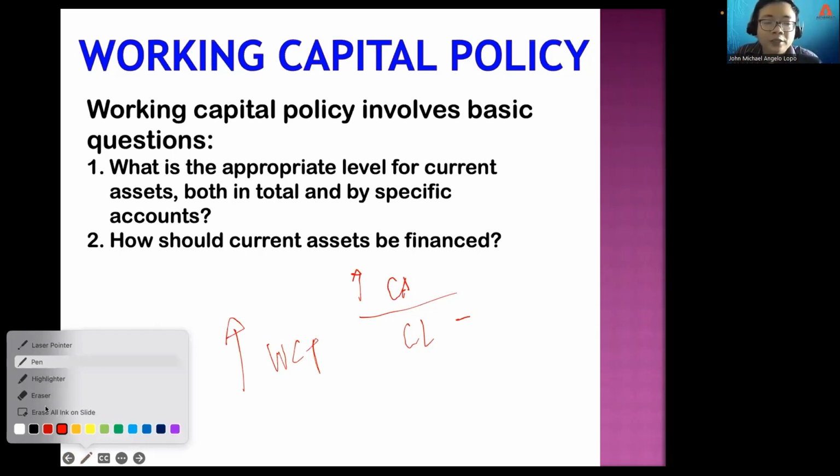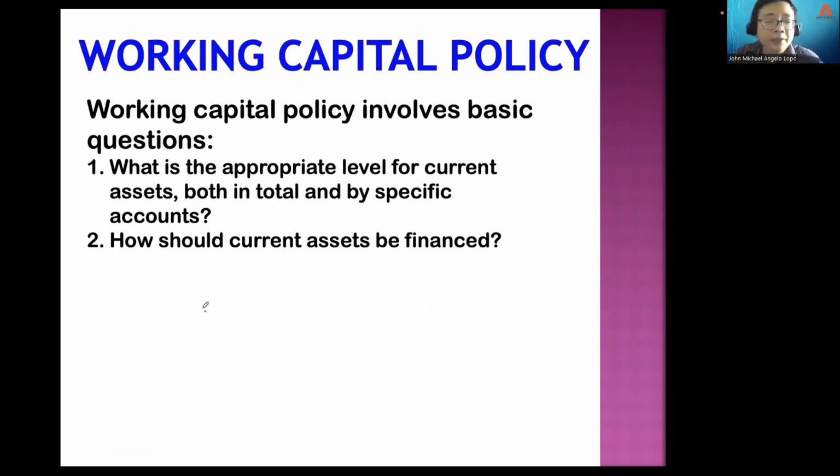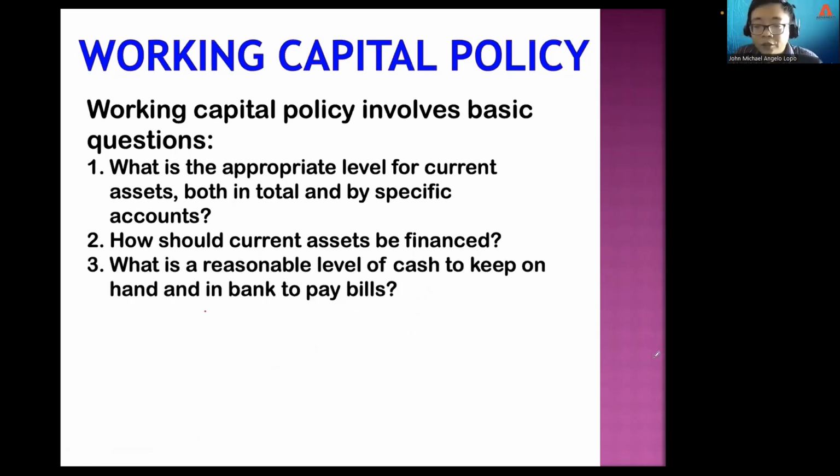Alright. Next one. Number 3, very important also that when you say about working capital policy, what is the reasonable level of cash to keep on hand and in bank to pay your bills? How much would be your cash and how much would be your cash in bank? Di ba? Yung iba nga, nasa bangko lahat. No? Dapat wala tayong pera in our company.